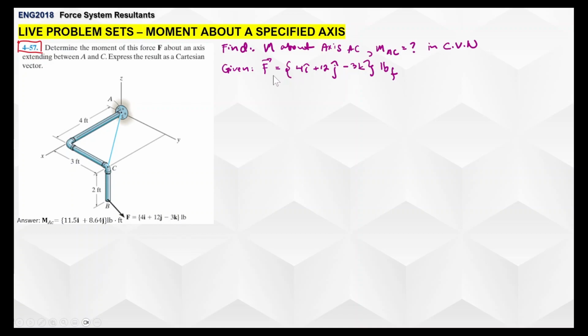We're already given the force vector in its Cartesian vector form, read as 4i hat plus 0j hat minus 3k hat on force. So here we go. And we're asked to determine the moment of this force.